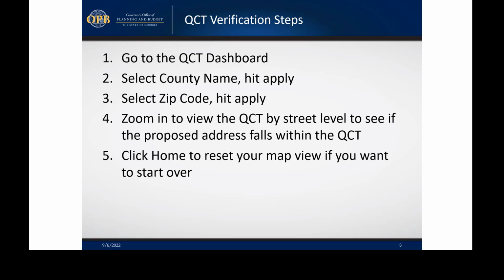Then when you select your zip code, you also hit apply as well to filter. And then you want to zoom in to that map to get that street level view to make sure that address resides in that proposed area. If you ever feel like you're just not seeing something correctly or it's not filtering right, you can always click the home button, and I'll show you guys what that looks like here in a second.